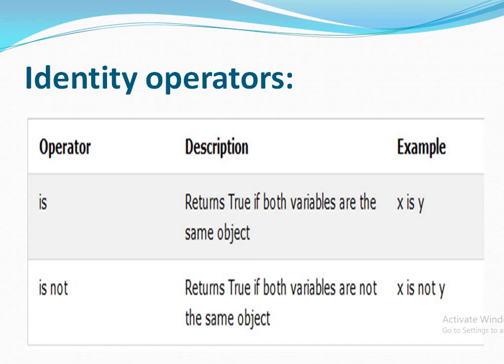Just remember one thing: if both objects, like x and y, are the same object, then only the identity operator will return true. If they are not the same object, the is operator will return false. And is not is just the reverse of the is operator. If both variables are not the same object, then only is not will return true, otherwise false. The concept of object I am going to discuss in upcoming videos.